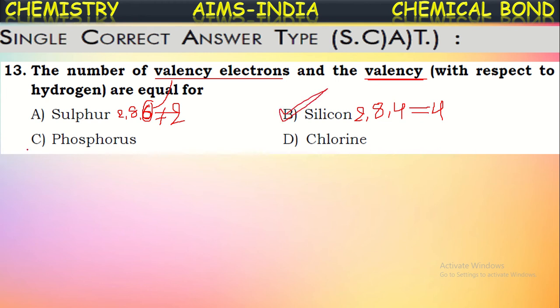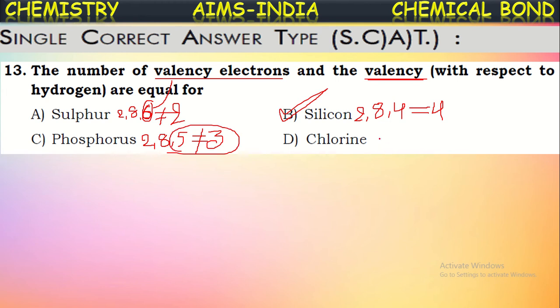Let us see other elements also. If we see phosphorus, its atomic number is 15 and configuration will be 2, 8, 5. So valence electrons is 5 and its valency will be 3. It shares 3 pairs of electrons and hence it gets octet. So both are not equal, isn't it?